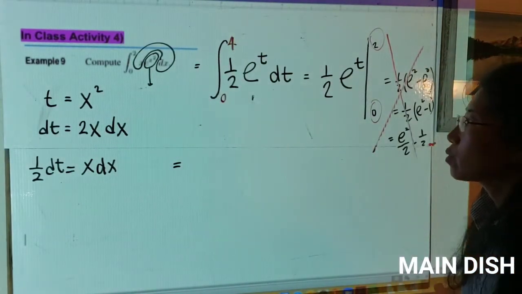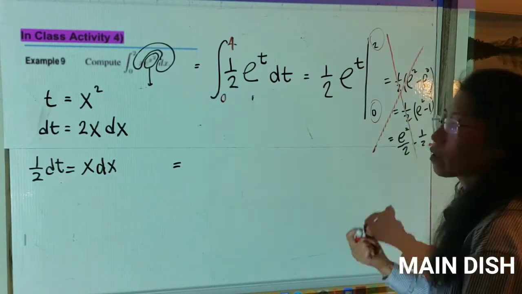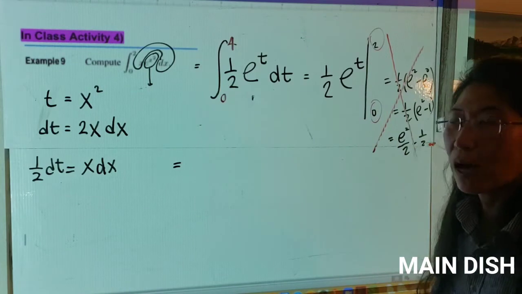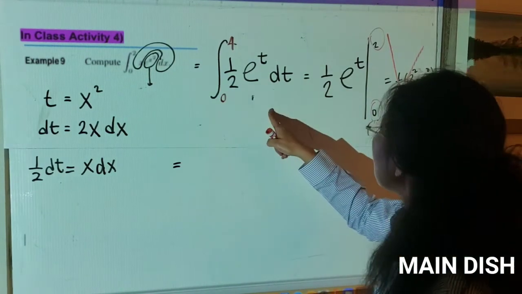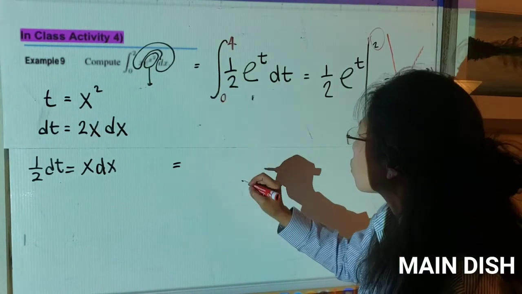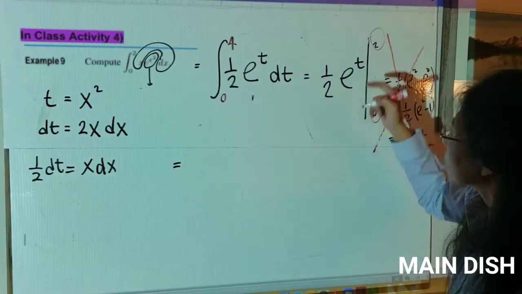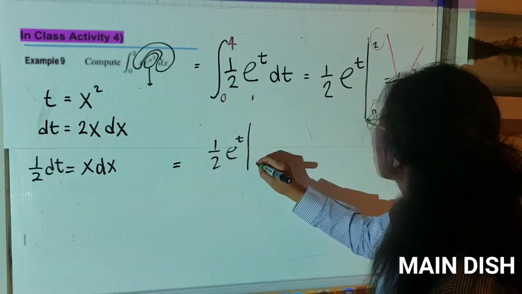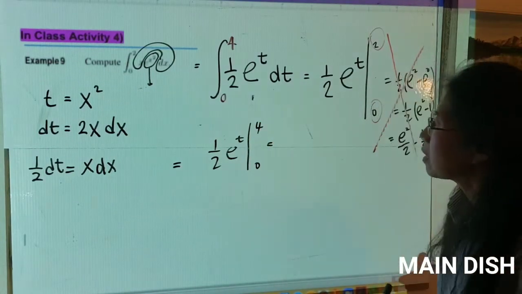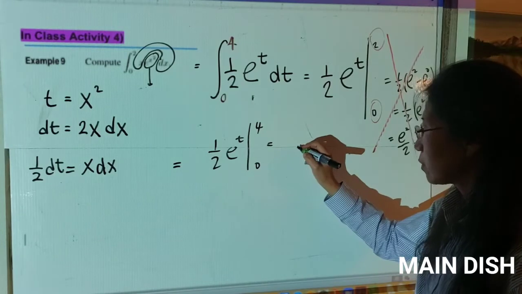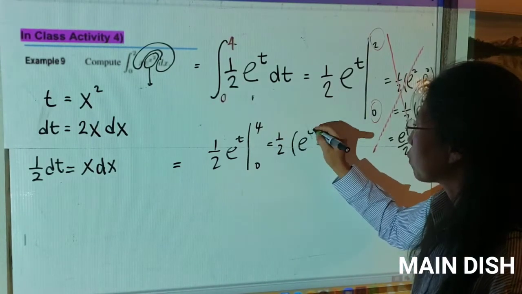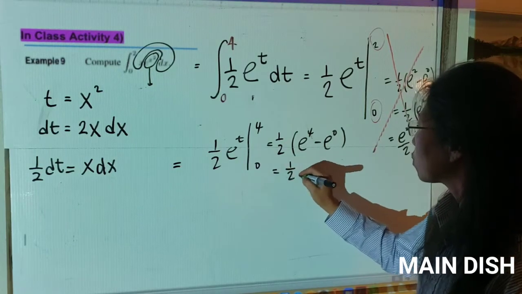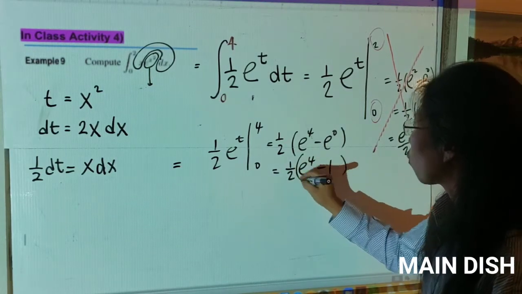So if you actually do substitution, you don't have to go back and compute again with 0 and 2. You can actually do it from here. We'll get the same answer after substituting back. So let's see from here, what am I getting? I got this one instead of 0 to 2. Now you have to write 1 over 2 e to the t, from 0 to 4. So I'm going to plug in. That is going to be 1 over 2 times e to the 4th power minus e to the 0 power, which is 1 over 2 times e to the 4 minus 1.